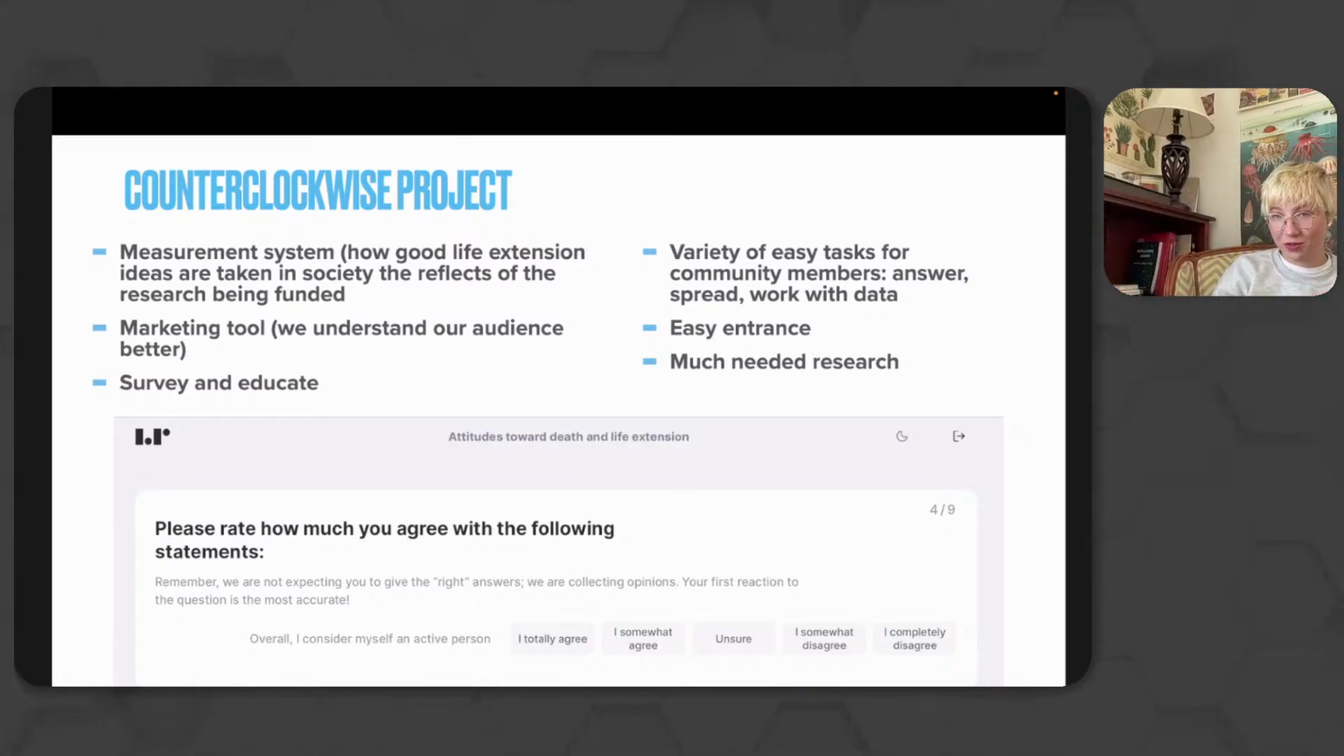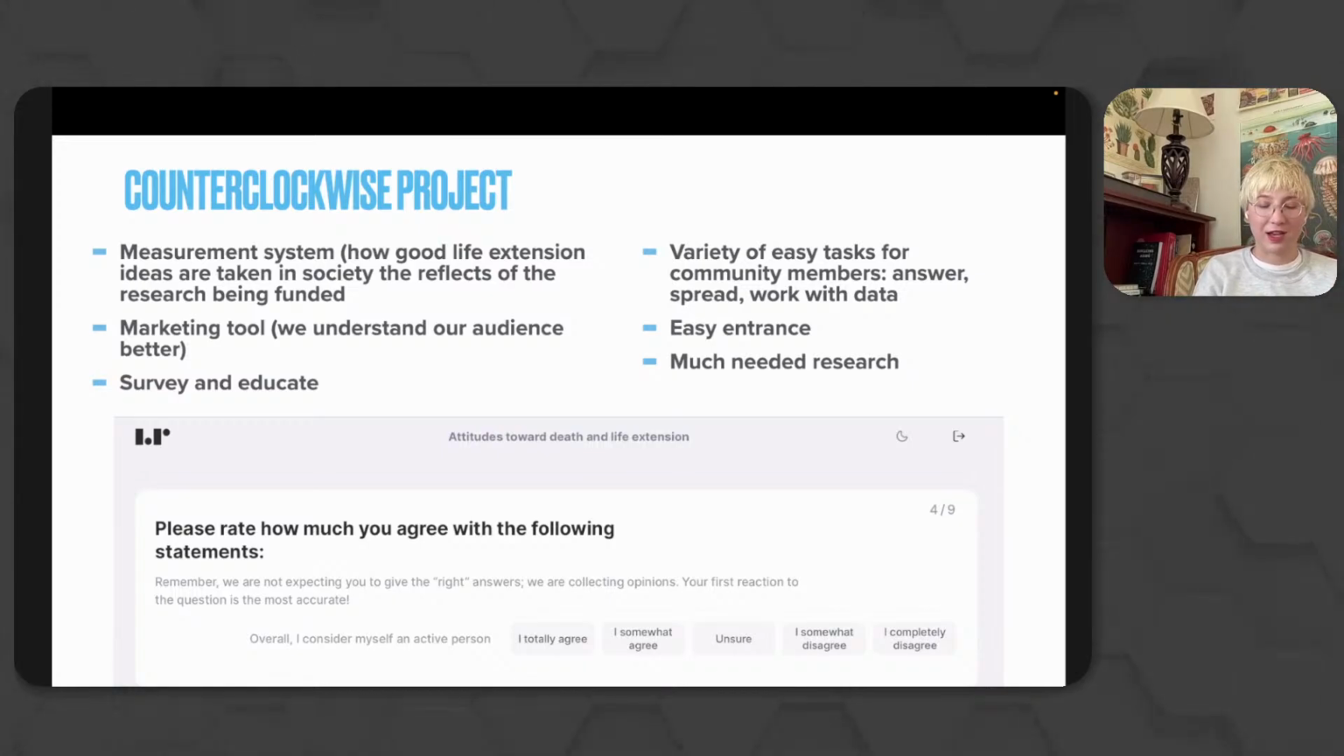We will not only survey people, we will also educate them. Maybe some of the respondents will hear these questions for the first time. They will ask themselves for the first time, what do I actually think about life extension? Do I actually want to see the world in 200 years? This project also gives you a tool to work with the community.